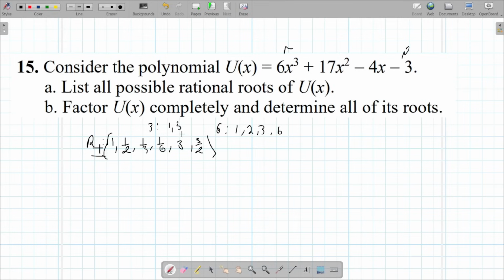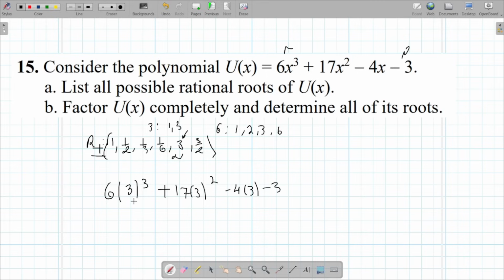In my opinion, the easiest thing to do first is to check the whole number, because I don't think the rational root will give you one that starts off with one of the fractions. So let's check 3. 6 times 3 to the power of 3, plus 17 times 3 to the power of 2, minus 4 times 3, minus 3.